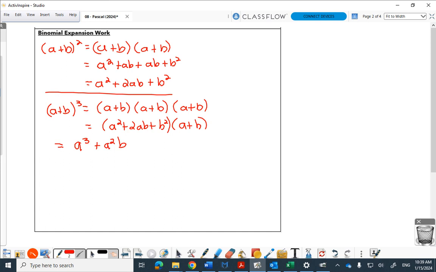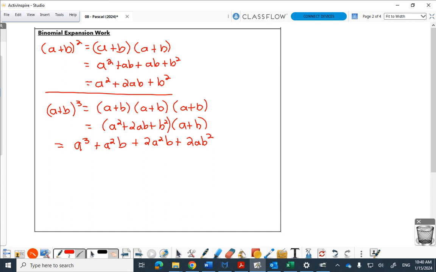Next, I'm working with the 2AB, and I multiply 2AB times the A, and I get 2A squared B. And then 2AB times the B is 2AB squared. And I stop there because if I'm going to lose you, that'll be the moment I lose you. I'm multiplying the middle term by both of the terms in the second bracket.